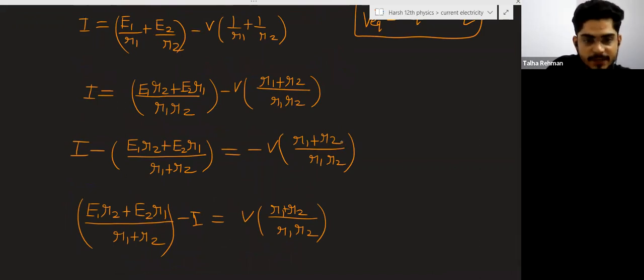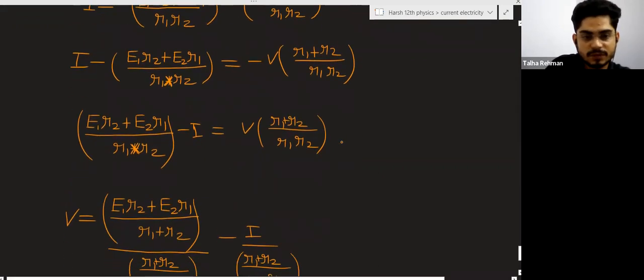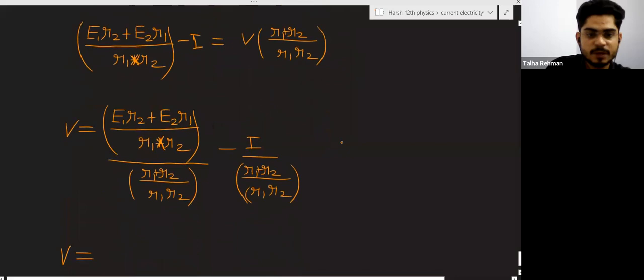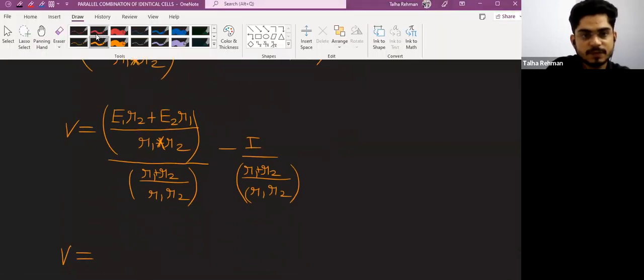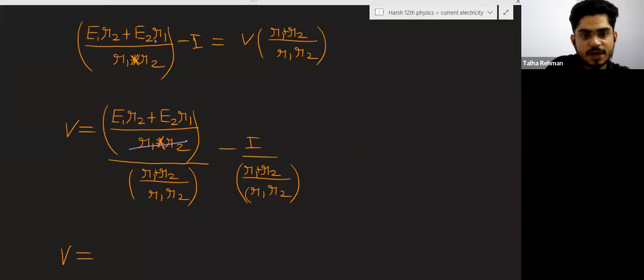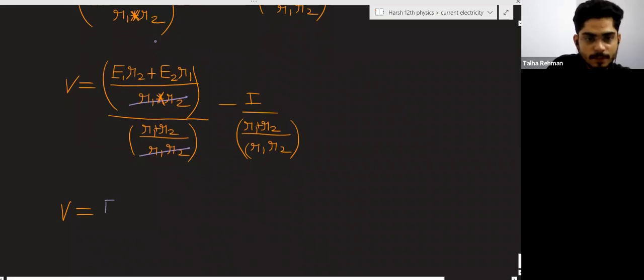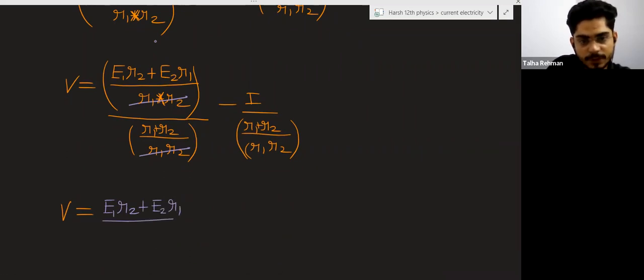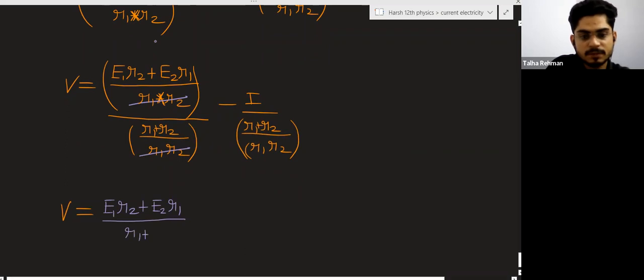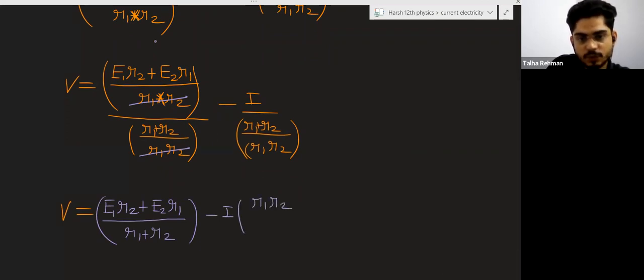Oh sorry, this is R1 into R2. Okay, this is R1 into R2. So Harsh, when you will solve this, the R1 into R2 and R1 into R2 will cancel out. So you will get here E1 R2 plus E2 R1 divided by R1 plus R2, and here you will get I. You will do the reverse of this, R1 R2 divided by R1 plus R2.